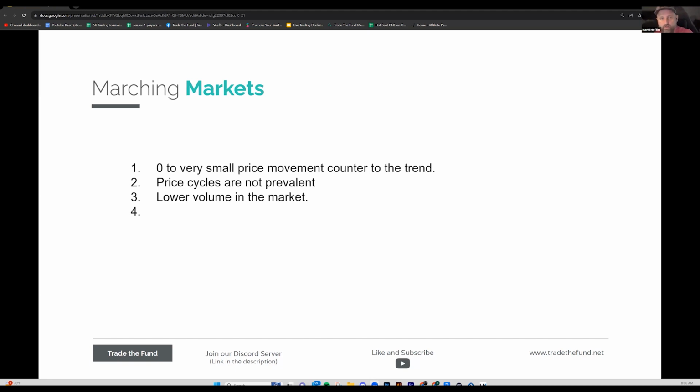And third is look for lower volume in the market. Lack of volume can often indicate that there are fewer transactions that will most likely oppose the trend, meaning fewer participants. The fewer the participants in the market, the better the odds are that it's going to be a march. So when we look at a day like today, where it's a holiday, no news, very few traders, those are conditions that are ripe for a marching market, right?